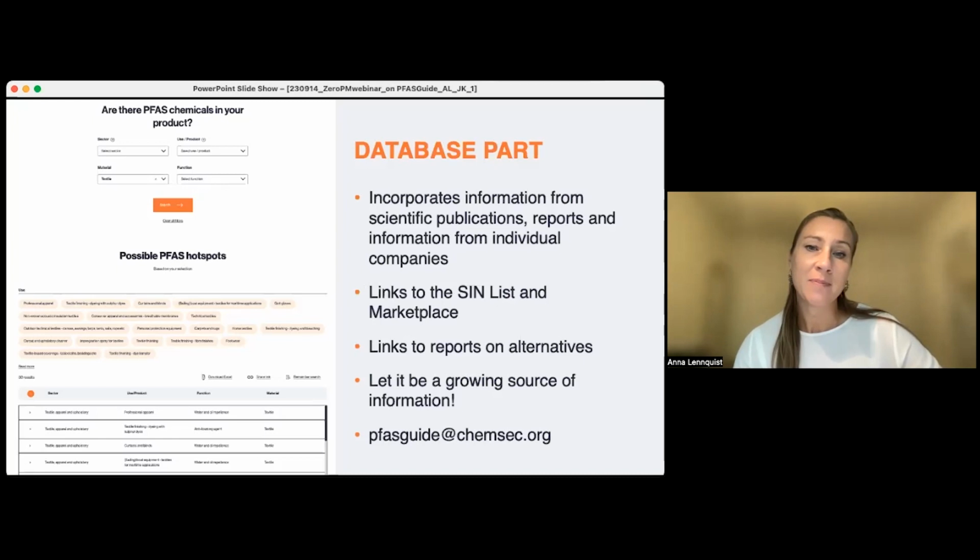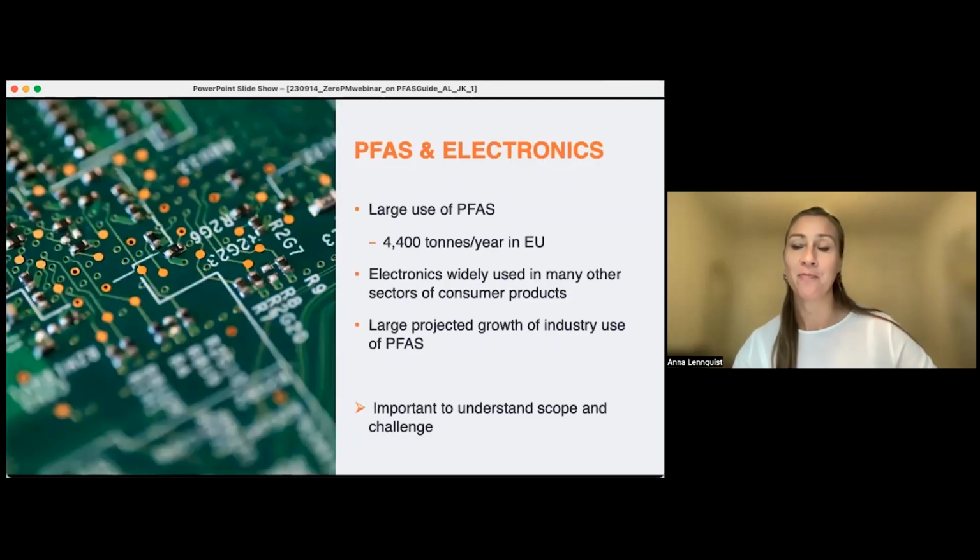So this should really be a growing resource. As it's set up now, you cannot really know where the information is coming from, and that's not the important part. It just gives a first indication about PFAS uses.